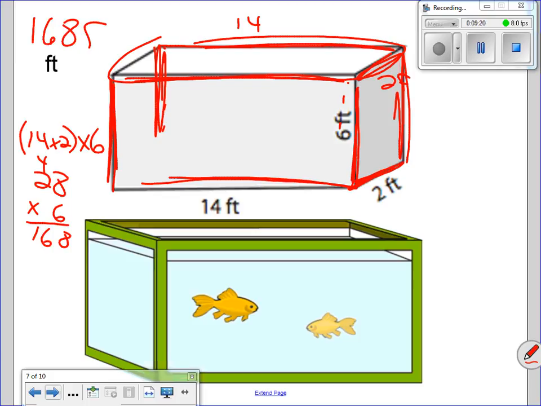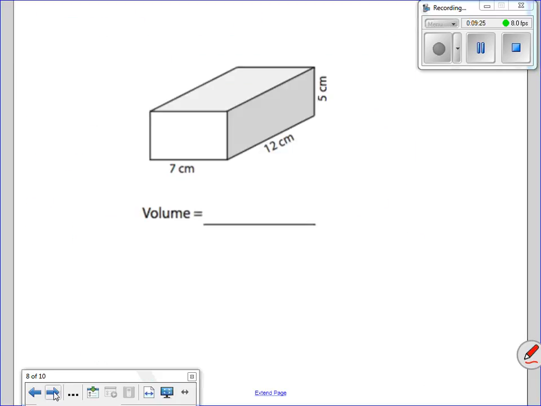168 feet cubed is how big this fish tank is. Let's take a look at this shape. Same concept here. Let's see if I can draw a better example in the background there. That looks a little better. Still absolutely horrible, I apologize. But let's take a look.